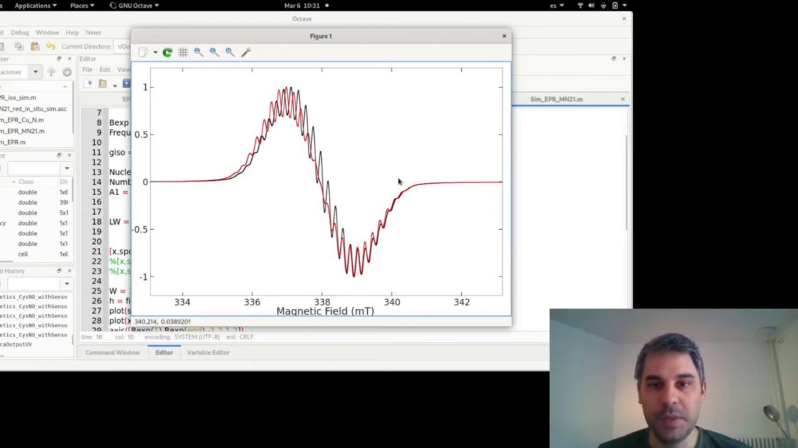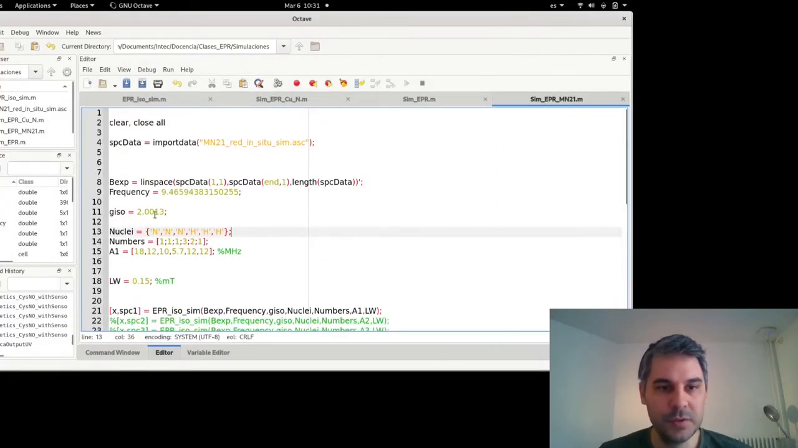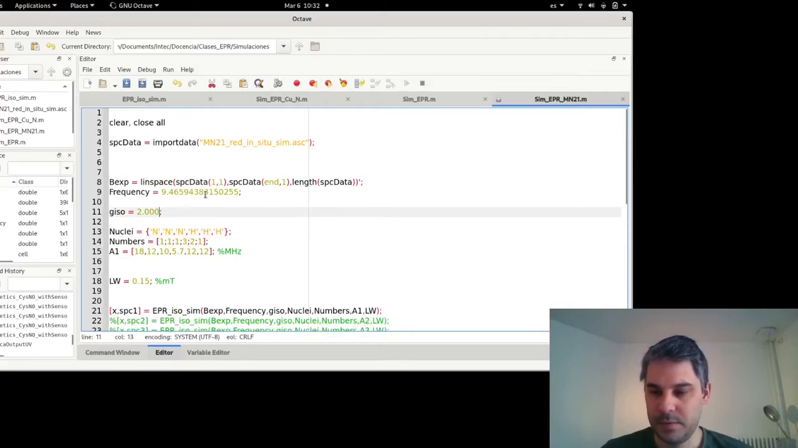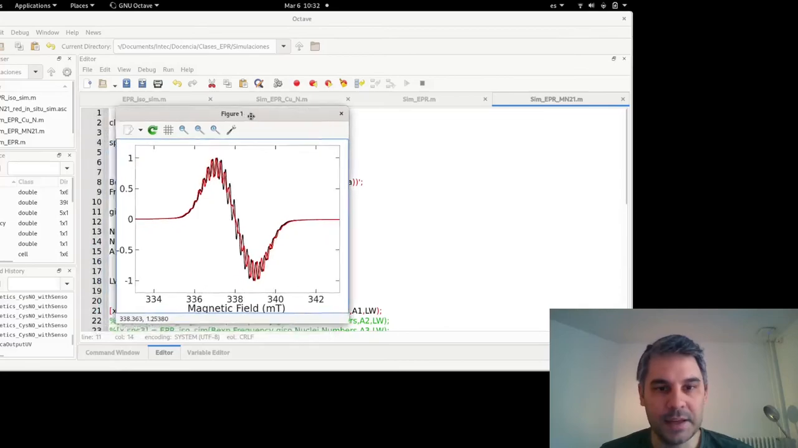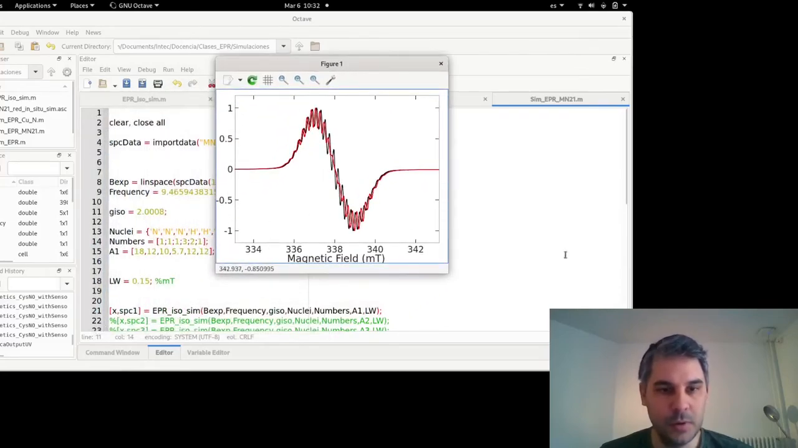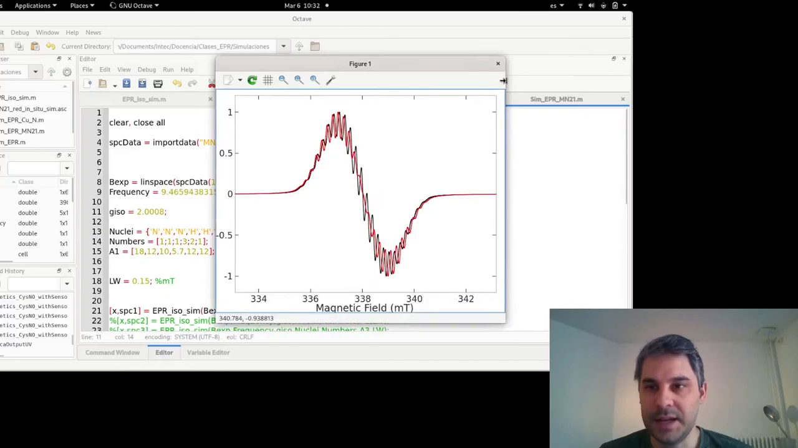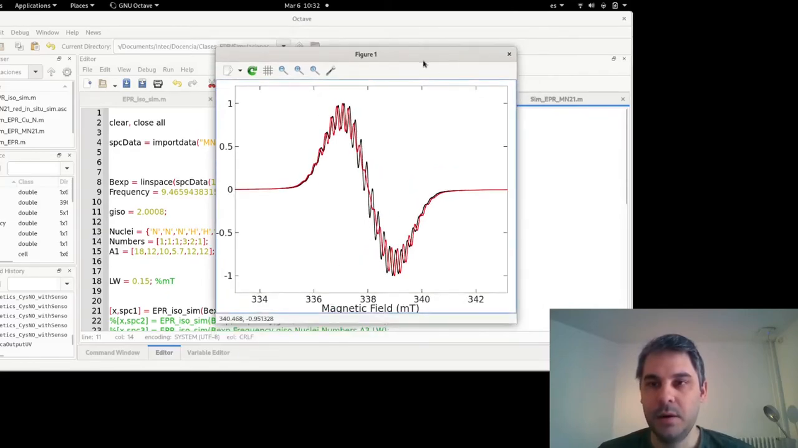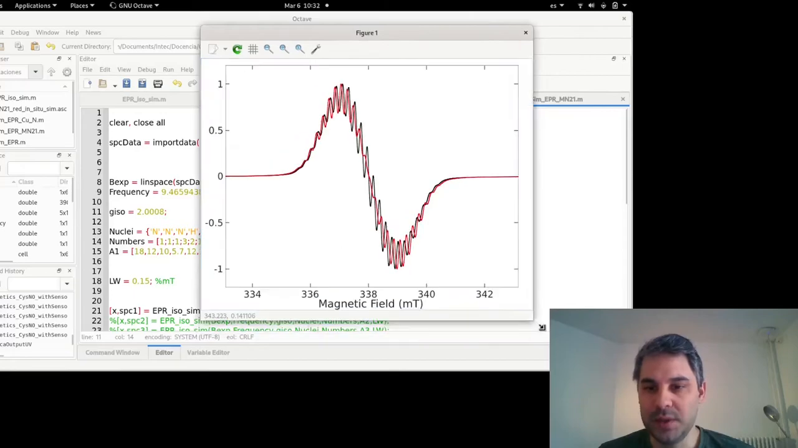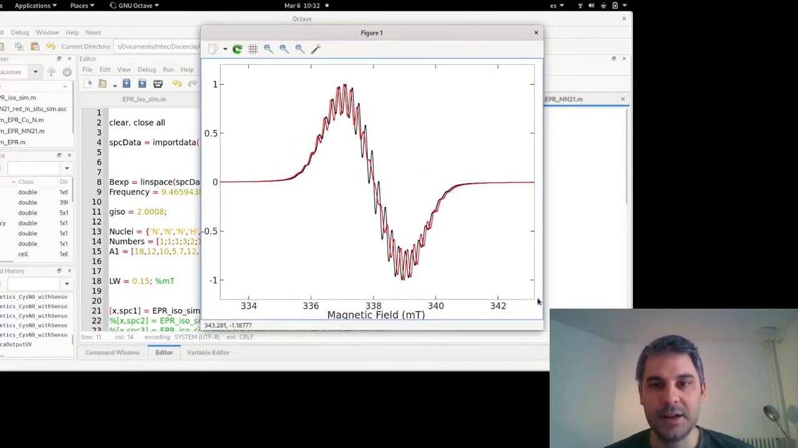If I want to shift my spectrum to the right, I need to decrease the G value because the scale is inverse. So I'm going to decrease this value a little bit. I cannot decrease it further than 2 because this is a fully organic radical, and completely organic molecules always have G values slightly larger than 2. In order to have values which are lower than 2, there has to be some transition metal there.